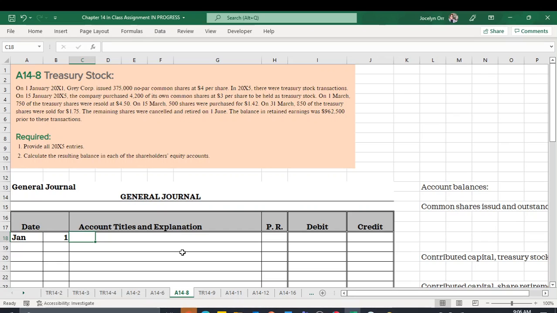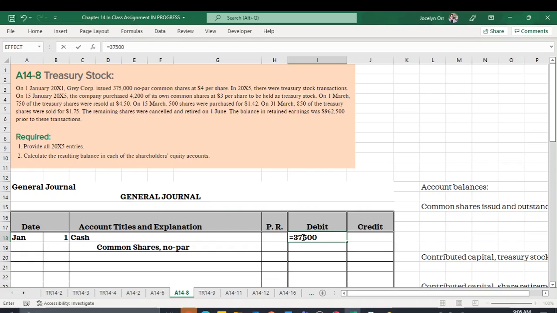So it's not required for us to record the initial entry on January 1st of 20X1, where we issued these common shares, but it is good practice for us, so we'll include that journal entry. We know when we sell shares, we're going to increase our cash asset for the cash that we're receiving from our shareholders, and then we're going to increase the related contributed capital account, which is our common shares account.